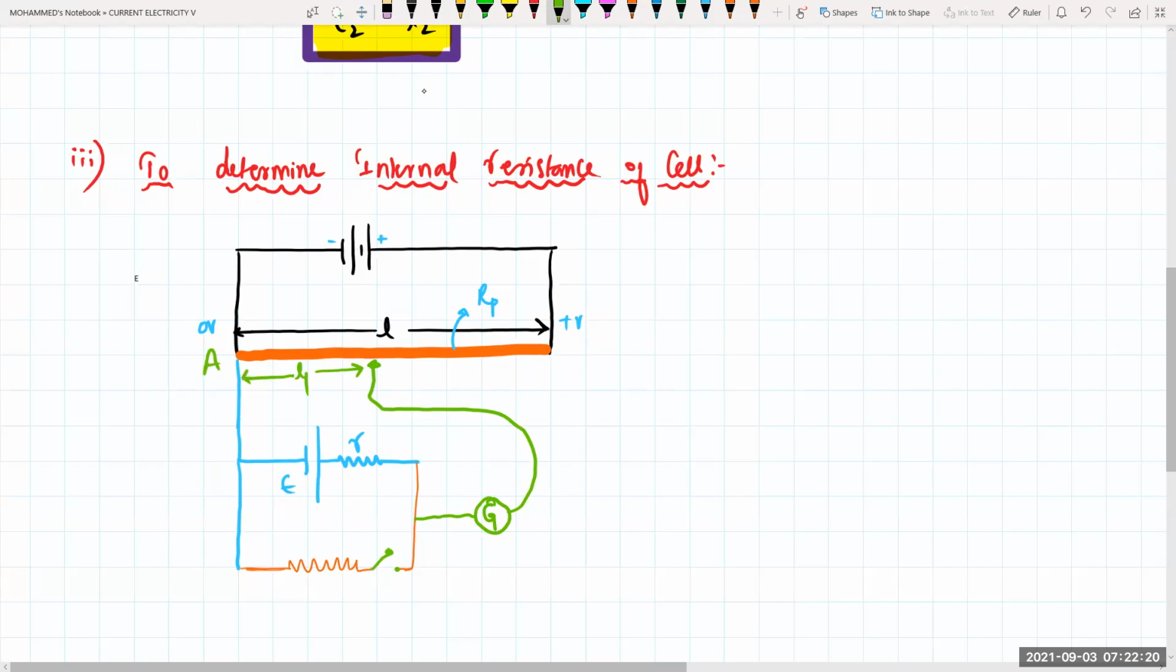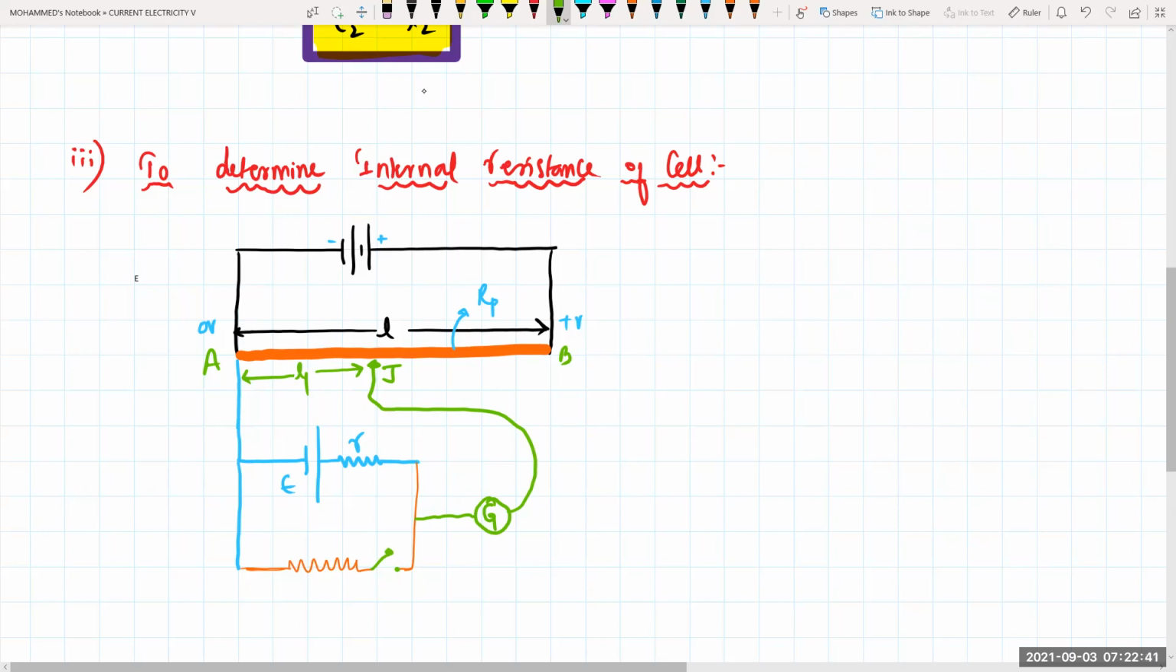This is your terminal A, this is your terminal B, and this is your terminal C or J, whatever you need to take. Okay, this is some terminal of your jockey. I'm representing it by your J. Now I need to determine the internal resistance of this cell. That means the small r value is equal to how much?